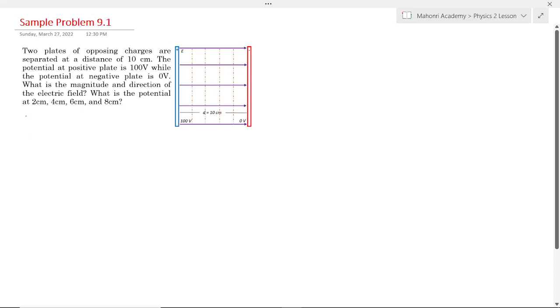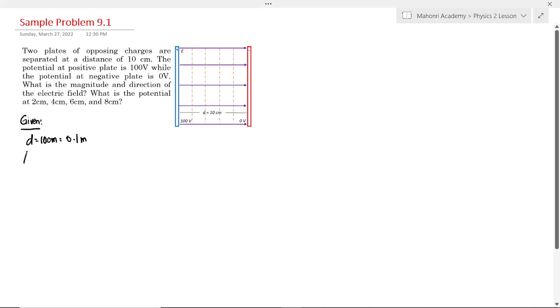So let's write our given first. First we are given the two plates, and these two plates are separated at a distance of 10 centimeters, or that is equal to 0.1 meter. The potential at the positive plate is 100, while the potential at the negative plate is 0.